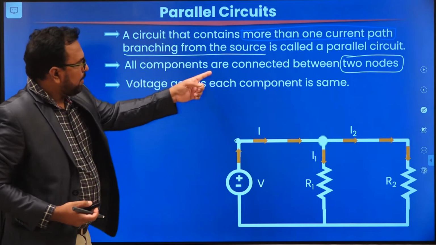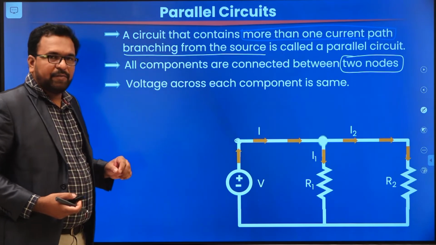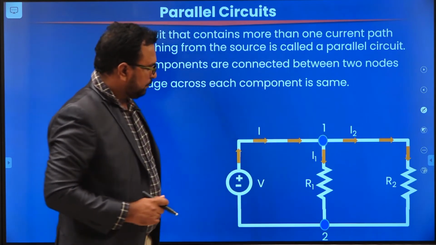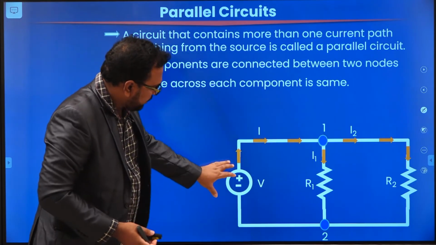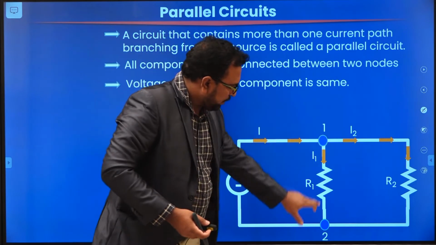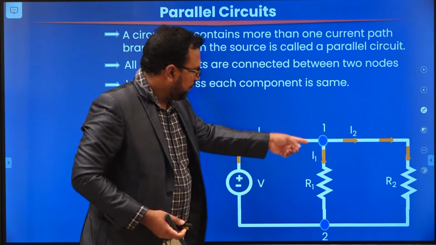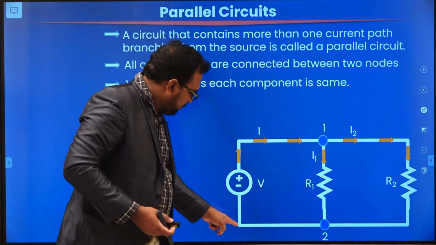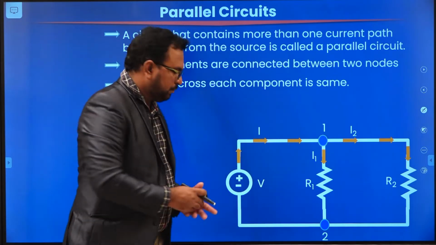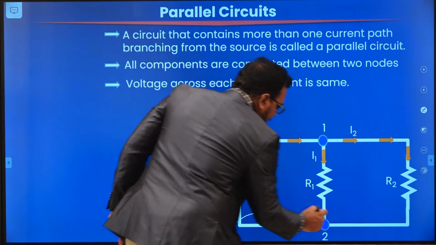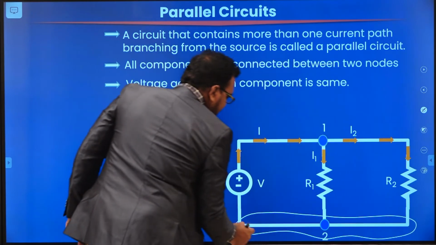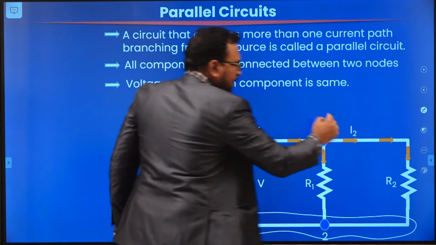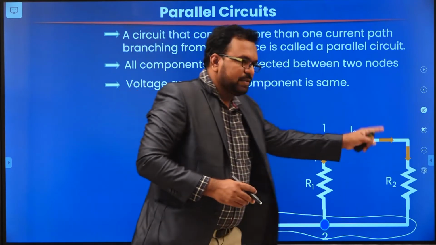Next, what is the second point? All components are connected between two nodes. So here there are two nodes. If you see, the voltage V is connected between 1 and 2. The source V is connected between 1 and 2 because here there is no element, and here also there is no element. That means this node and this node are the same, so all these nodes are the same. And this node and this node, all these three are the same because no elements are in between.